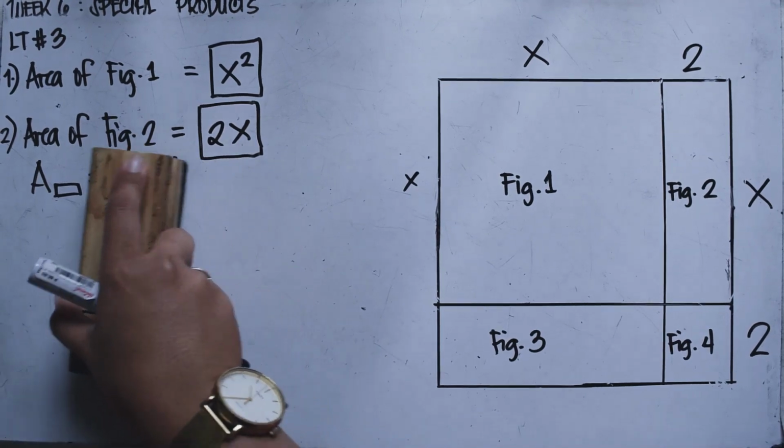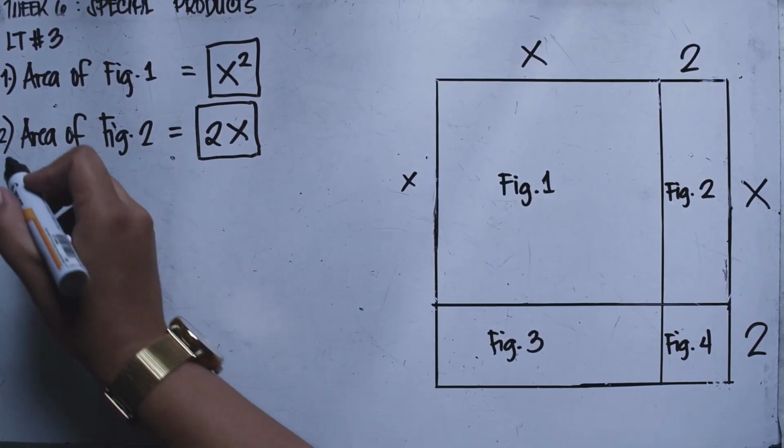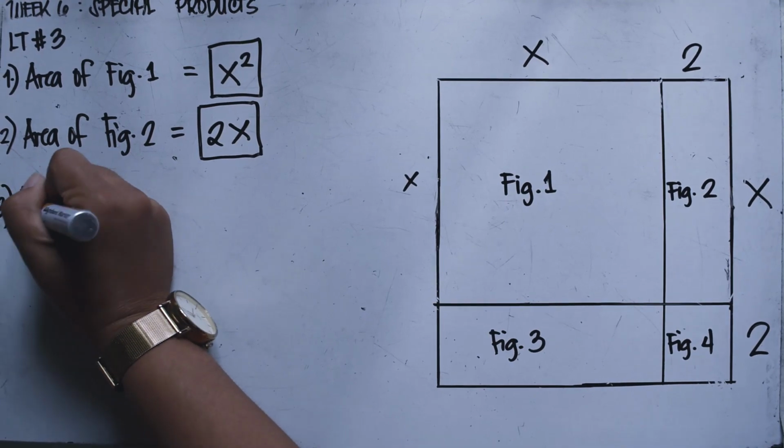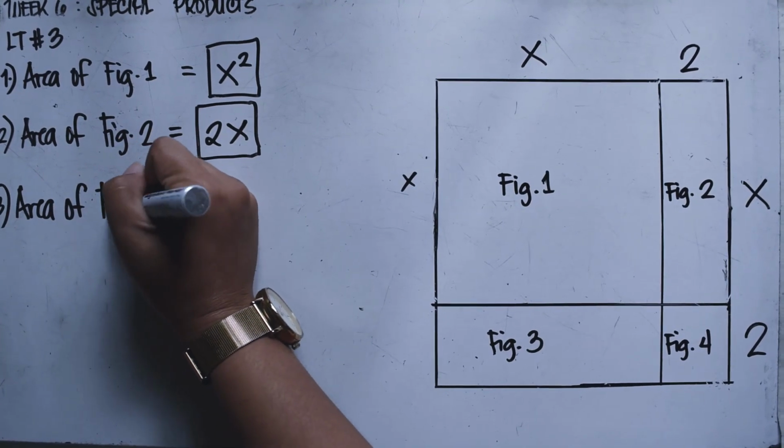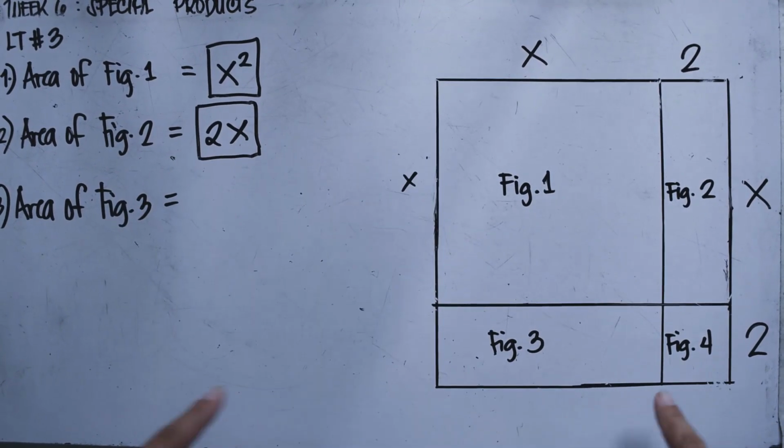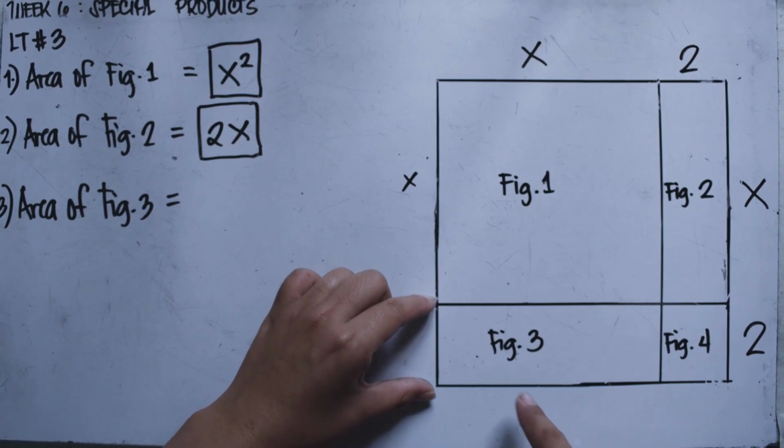So burahin ko na to. Ang dali lang nun. Dali lang ng learning test number 3, diba? So patapos na tayo. So number 3 naman, area din of figure 3 naman daw. Area of figure 3. So ang figure 3 po ay ito, tama? So ito ang figure 3.